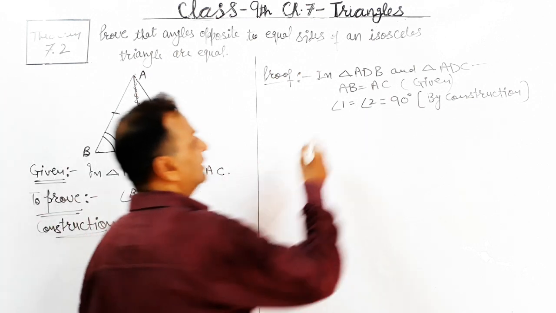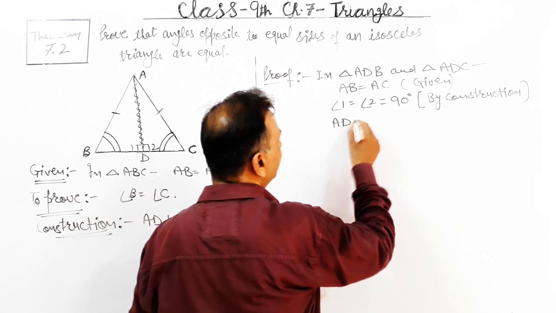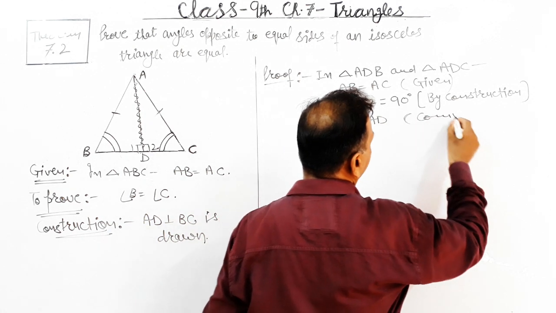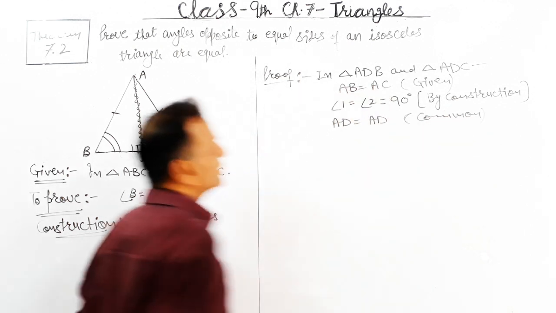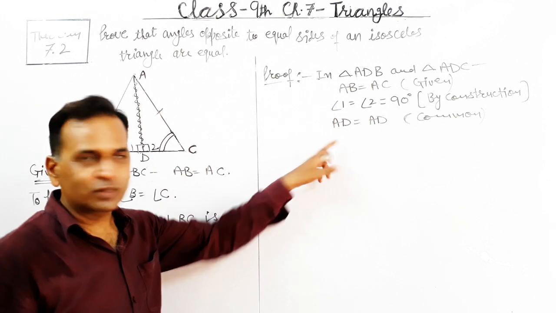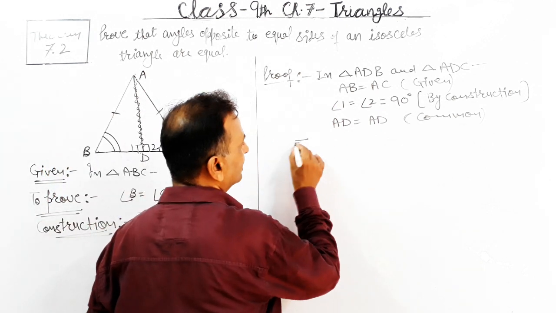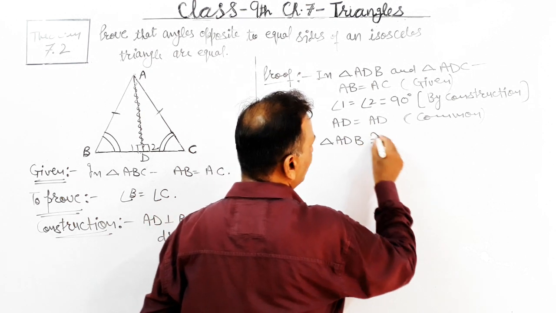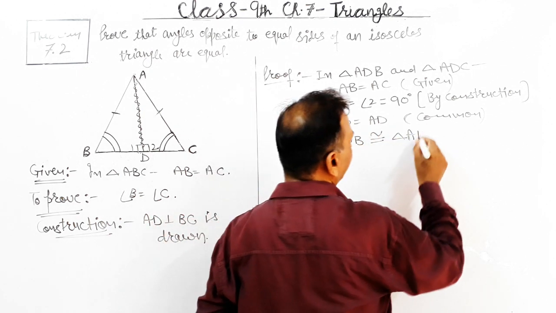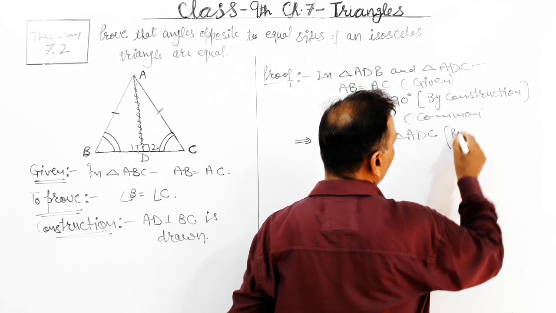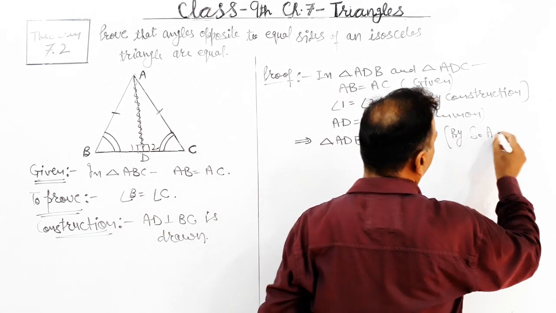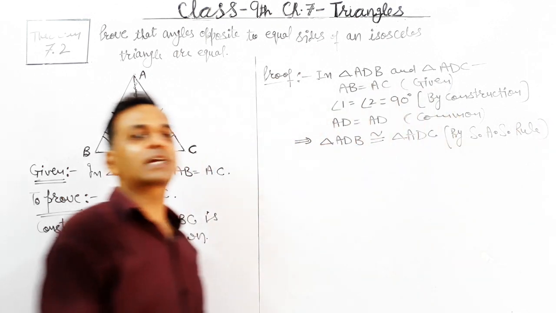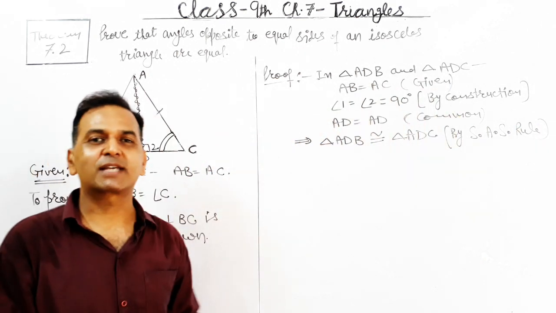And the last one, the common side of these two triangles, that is AD equals AD. So the side, angle, side congruence criteria can now be used. So this implies triangle ADB is congruent to triangle ADC by using the side, angle, side congruence criteria, the SAS rule. We can say these two triangles are congruent.